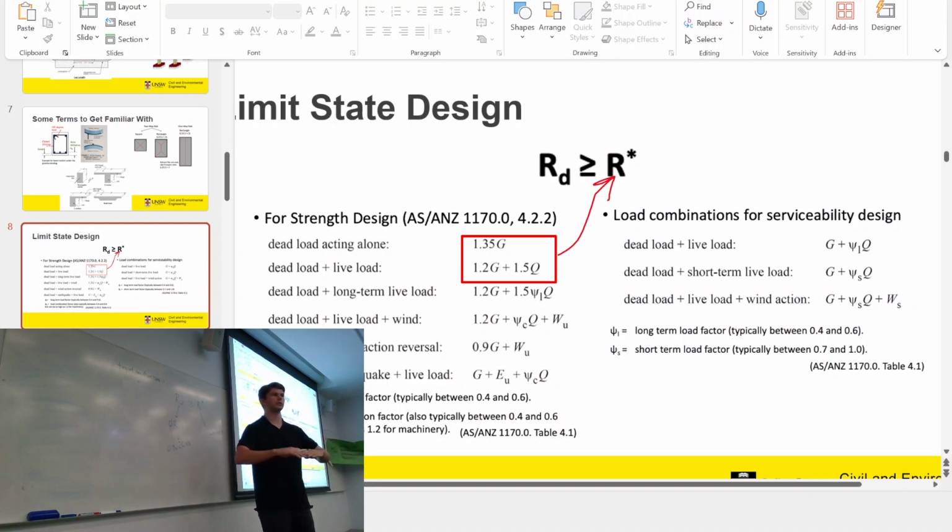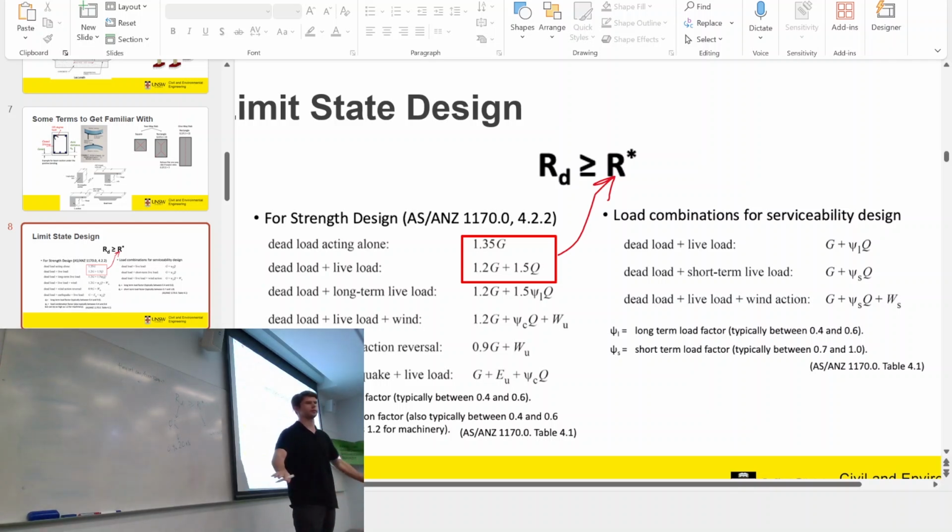So that's deflection. And then we don't use these big factors to factor everything up and down. We use more realistic factors. We actually just take the loads as they are and don't apply these like 1.5 because they're not as important. The room deflecting is not as important as the room falling beneath our feet, if that makes sense.